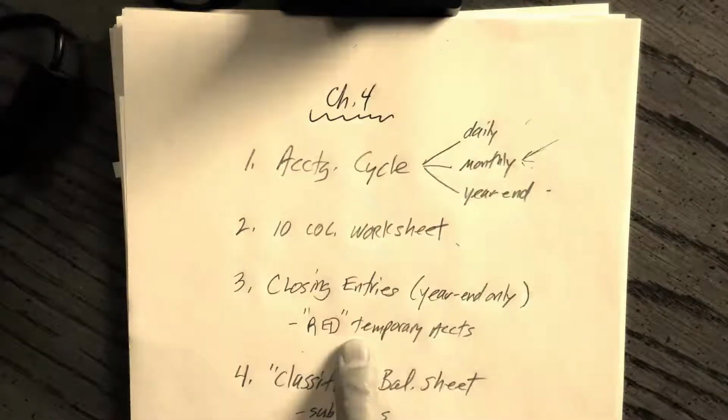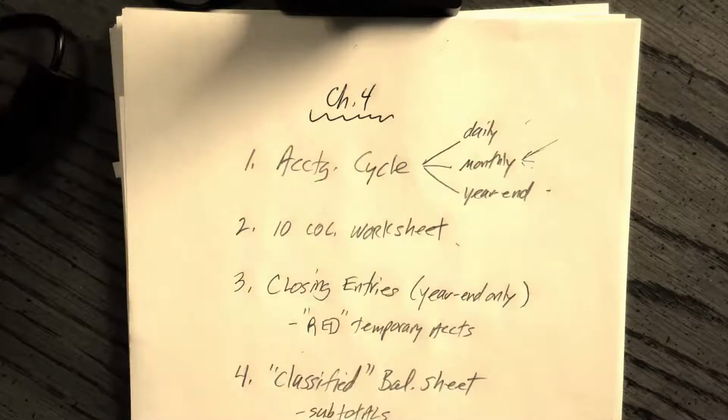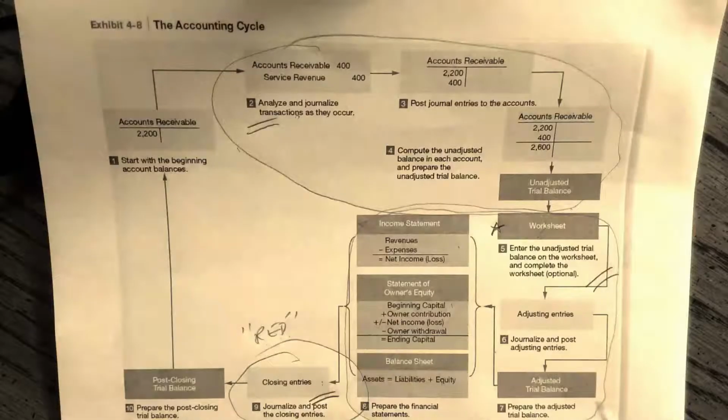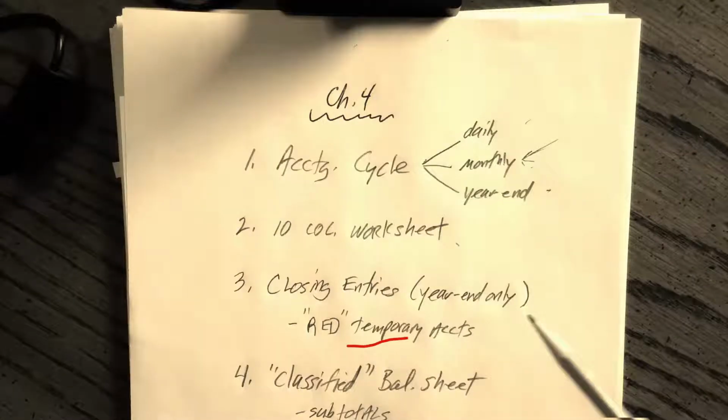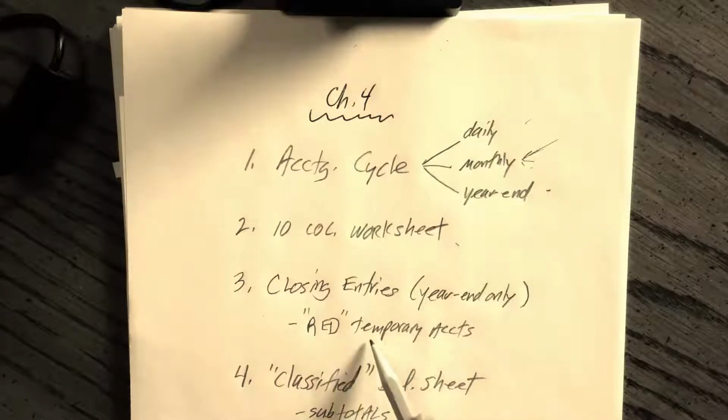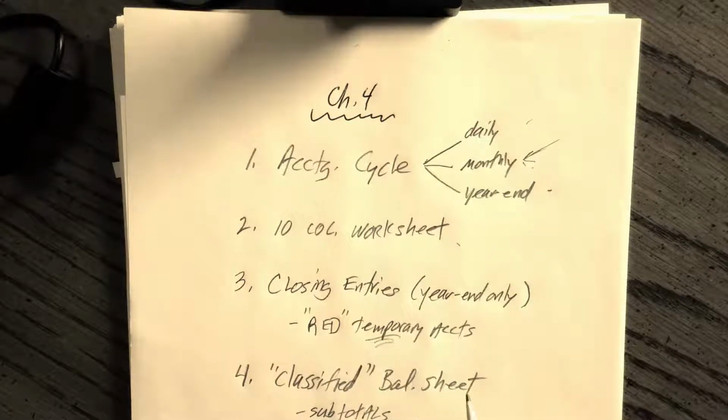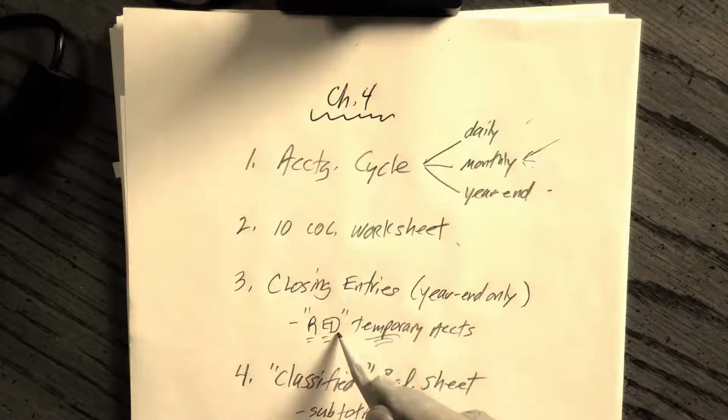Going back to closing entries, the third cycle of the accounting cycle, done at year-end only. We're just concerned with closing out the temporary accounts. Again, the temporary accounts collect their data during the year, mainly for the income statement, the revenue accounts and the expense accounts, and close them into the permanent account, the owner capital account, and also the owner drawing account.